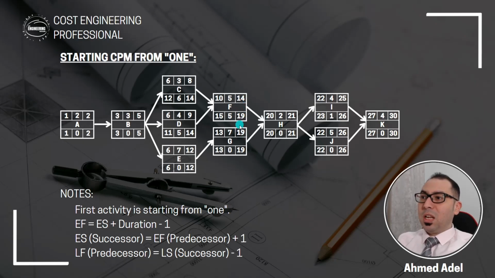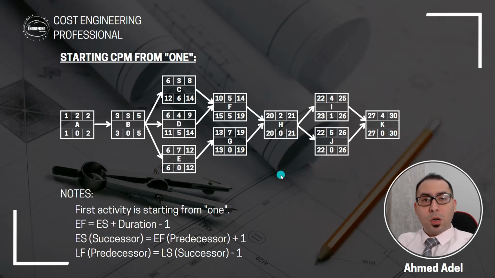So here I have 14 and 19. So this can start only on 20. So 20 plus 2, that's 22. Minus 1, that's 21. Because this is ending on 21, so this will start on 22 and this will start on 22. 22 plus 4, 26, minus 1, 25. So 22 plus 5, 27, minus 1, 26. I have 25 here and 26 here, so I can start this only on 27 plus 4, that's 31, minus 1, that's 30. And because the project is ending in 30 days, this is the early finish. So again, the late finish will be 30.